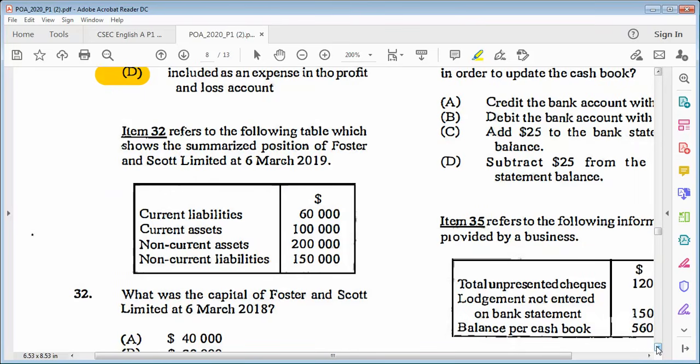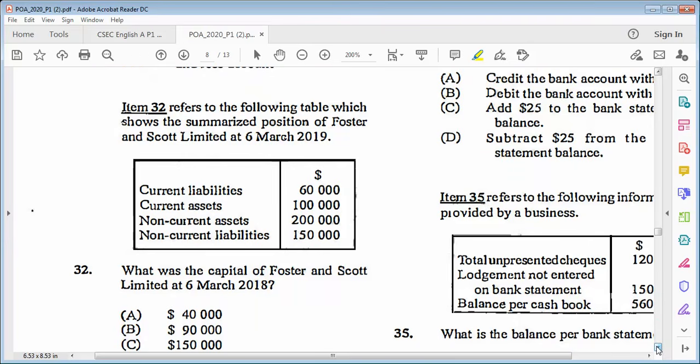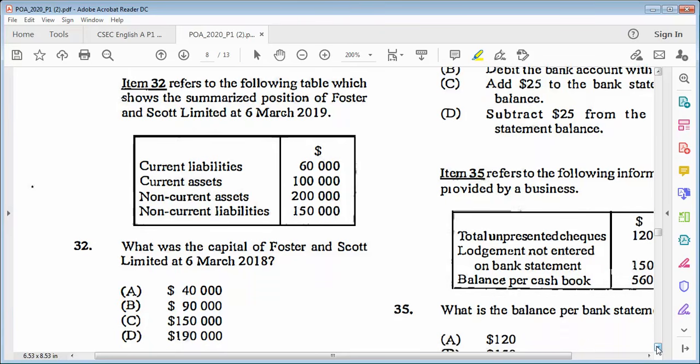Item 32 refers to the following table, which shows the summarized position of Foster and Scott Limited at 6th of March 2019. We have current liabilities $60,000, current assets $100,000, non-current assets $200,000, and non-current liabilities $150,000. The question says, what was the capital of Foster and Scott Limited at 6th of March 2018? A, $40,000, B, $90,000, C, $150,000, or D, $190,000.